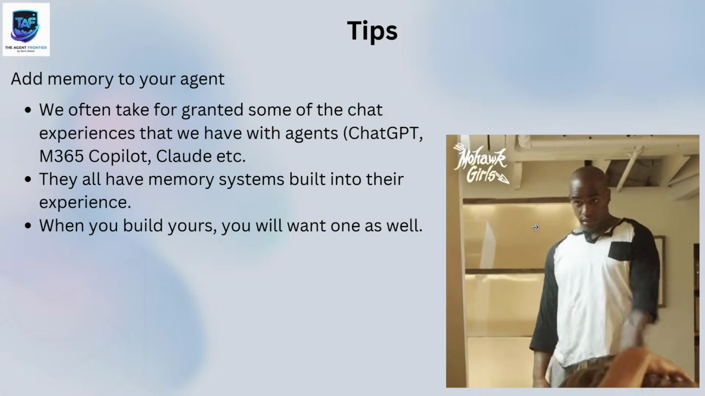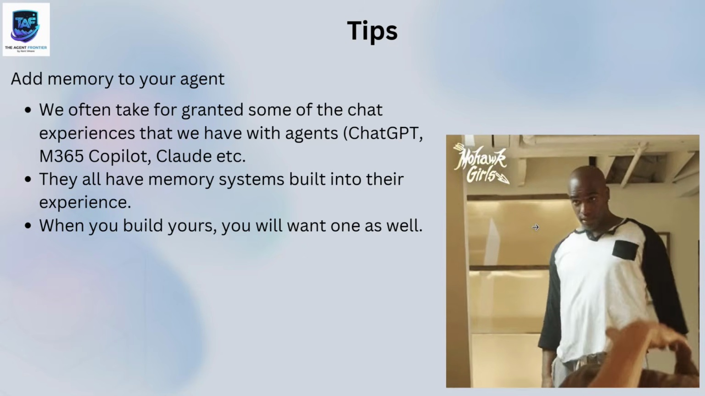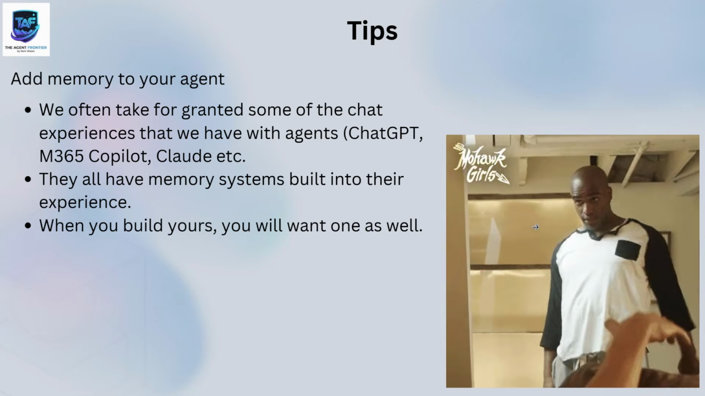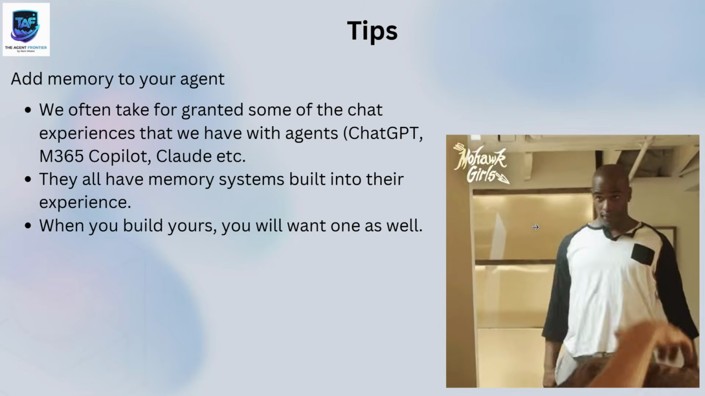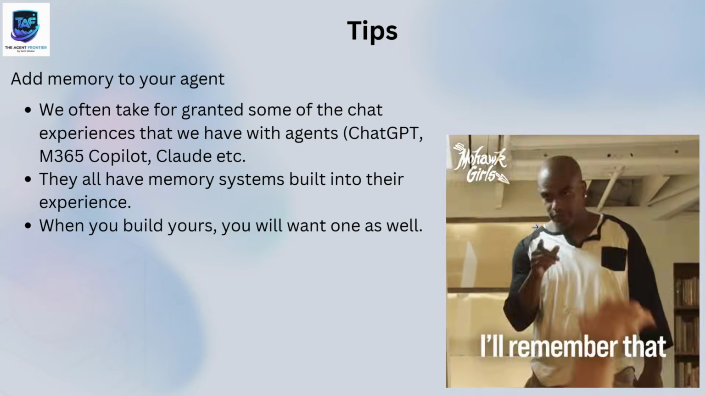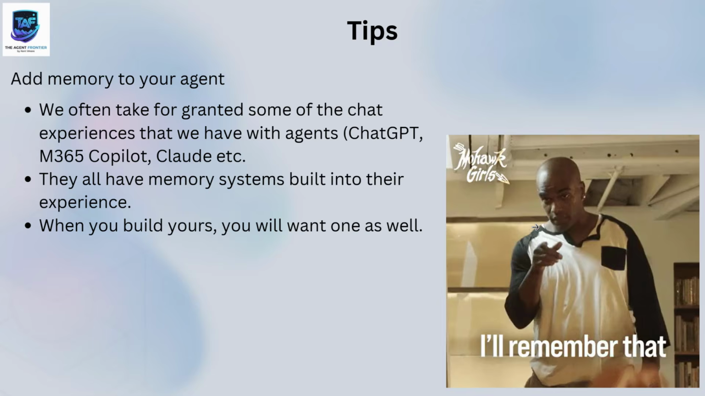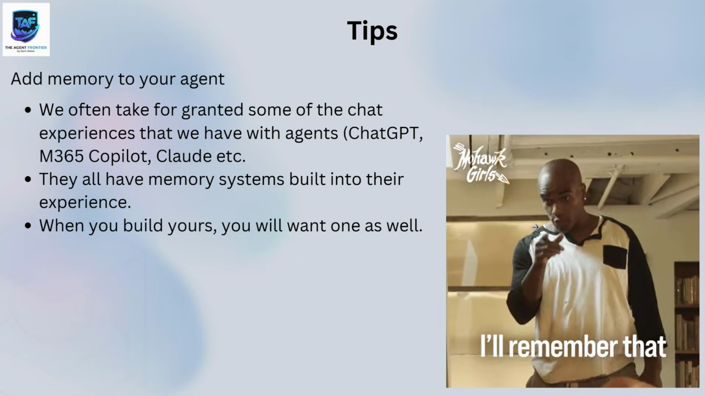Now, another tip is just adding memory. I think sometimes we take it for granted when we use these consumer-based services like ChatGPT, M365 Copilot, even Claude, and we just always assume it knows or has some previous context. Well, when you build your own agent, especially in Foundry, you're starting from scratch, you're using code, you don't have that built in. So this is something you do want to think about and add, because you are going to find it's hugely valuable.